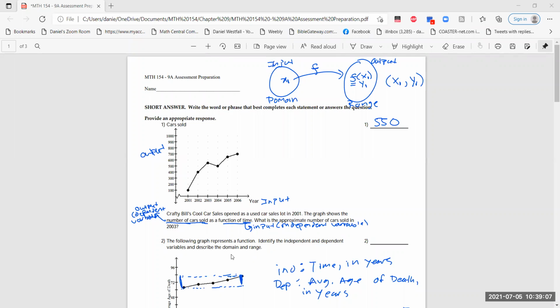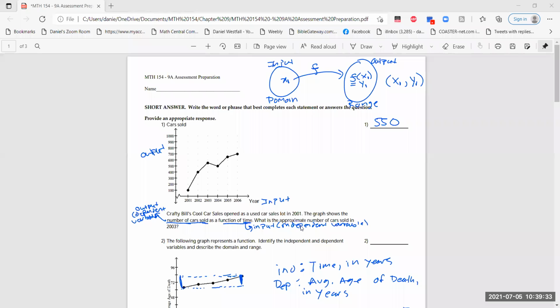All right, input values usually go on the horizontal axis on the bottom. Output values go on the vertical axis. Here, this would be our x-axis usually. This would be our y-axis usually. This input value is going to be called our independent variable. This output here is going to be called our dependent variable because y depends on the value of x.